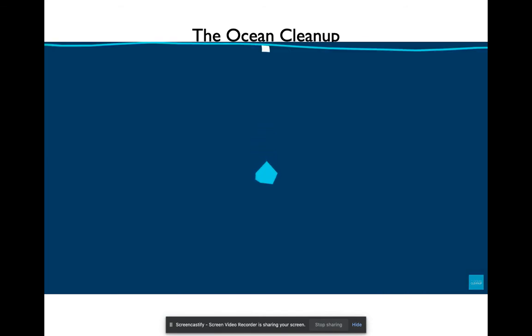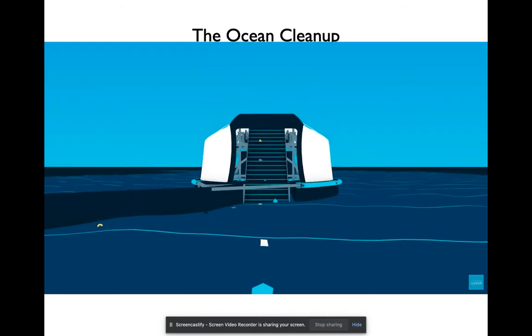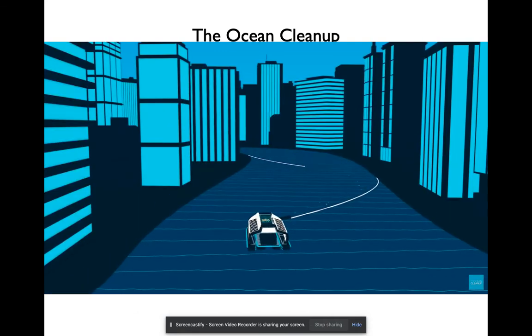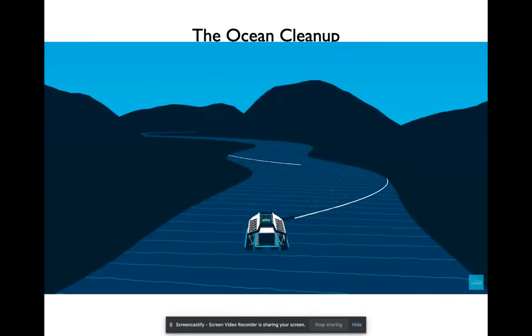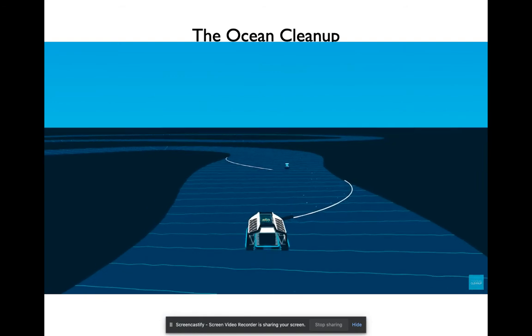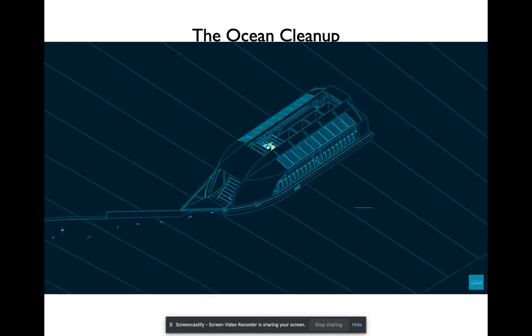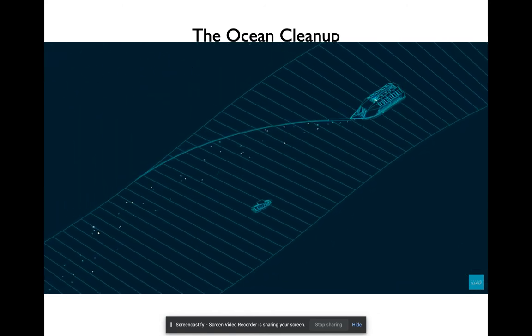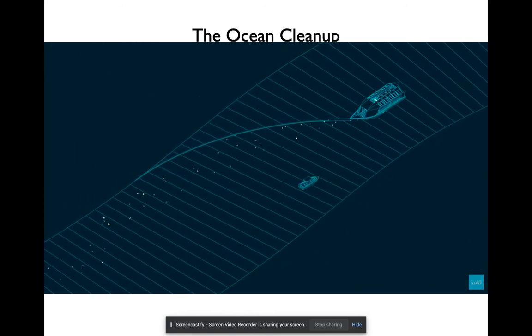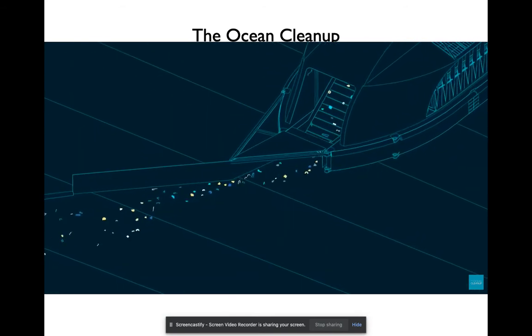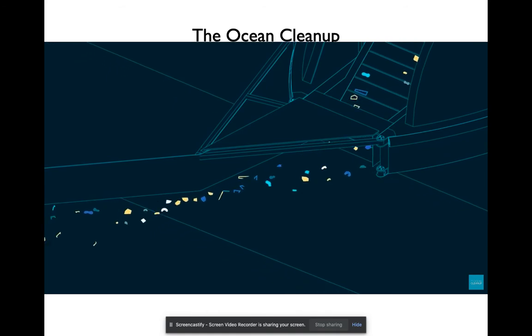Until now. Meet the Interceptor. Developed by the Ocean Cleanup, this is the first scalable solution to prevent river plastic from entering the oceans. This is how it works. The solar-powered interceptors are strategically located in the river. Debris flows into the system, while boats are still able to pass. The barrier directs waste to the mouth of the interceptor.